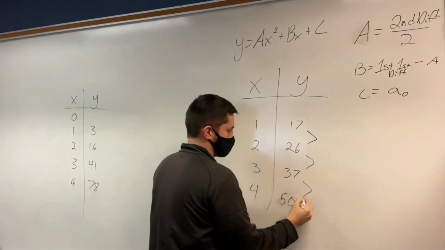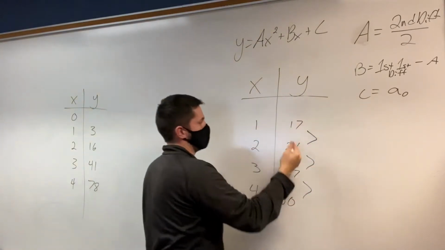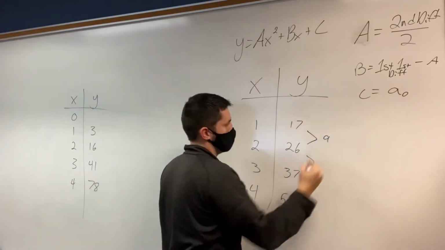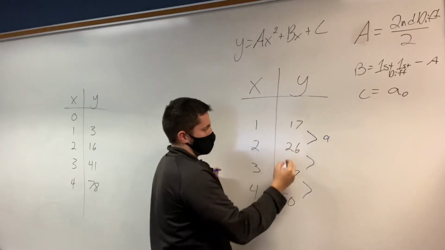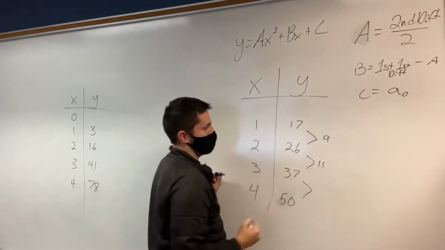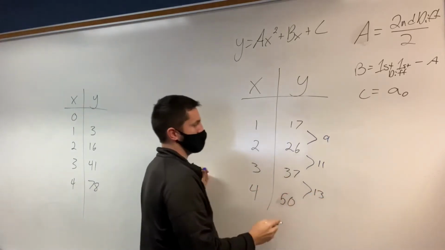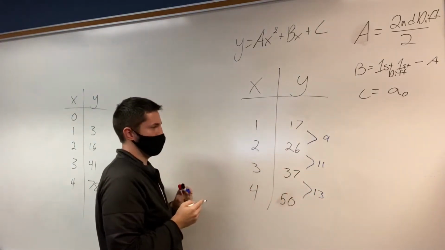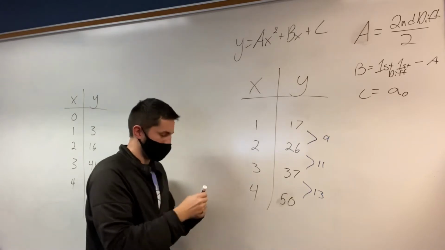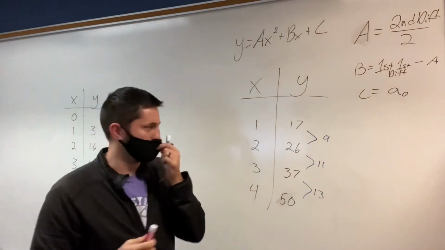So differences, the first layer difference between 17 and 26. Say I got 9. And then 26 going to 37, I got 11. Okay, cool. 37 going to 50 is 13. Is it linear? No. Okay, you're looking for the same number. It is not linear.